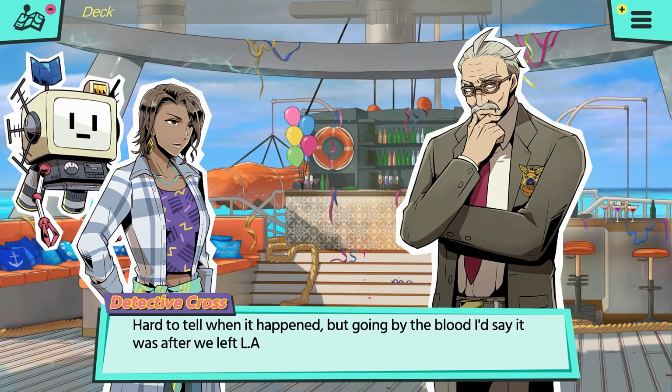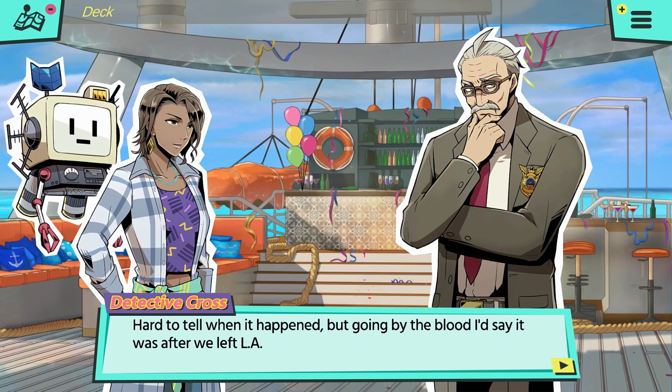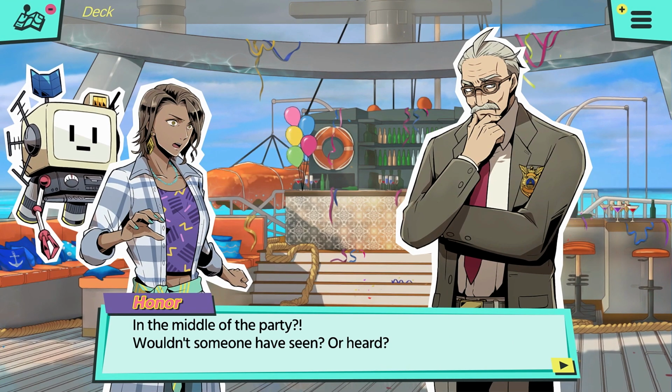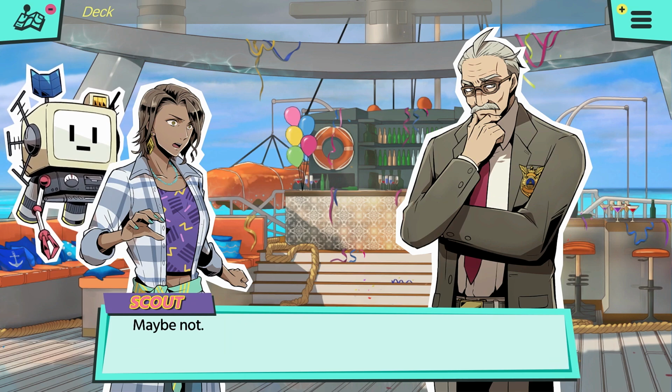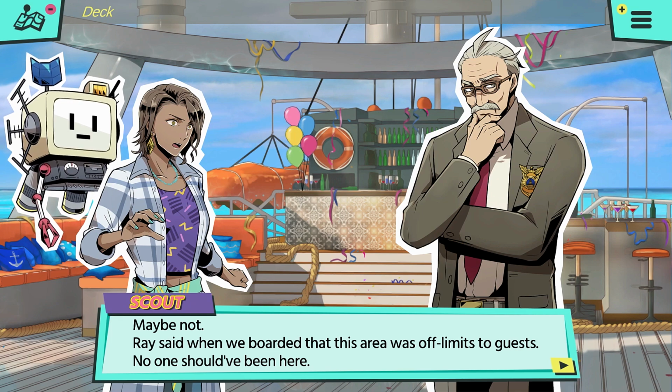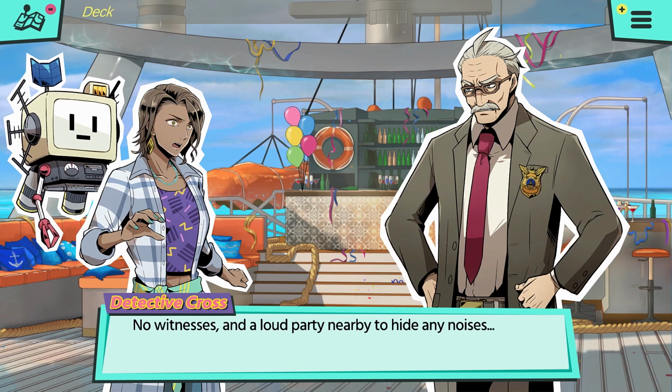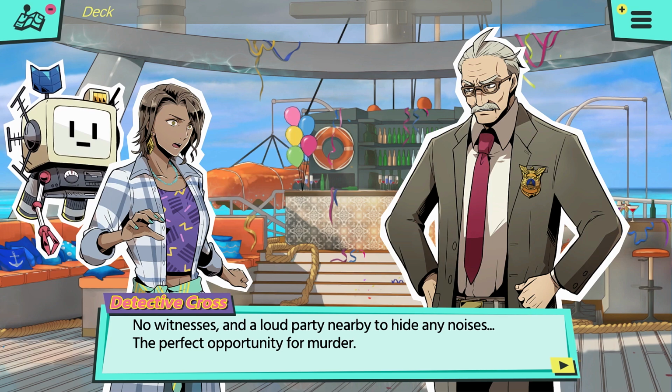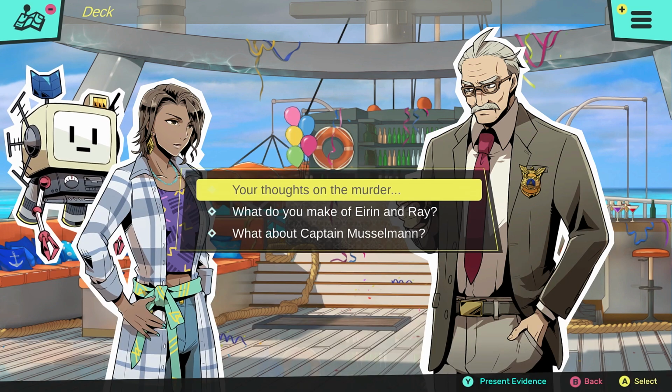Hard to tell when it happened, but going by the blood, I'd say it was after we left LA. In the middle of the party? Wouldn't someone have seen? Or heard? Maybe not. Ray said when we boarded that this area was off limits to guests. No one should have been here. No witnesses, and a loud party nearby to hide any noises. The perfect opportunity for murder.